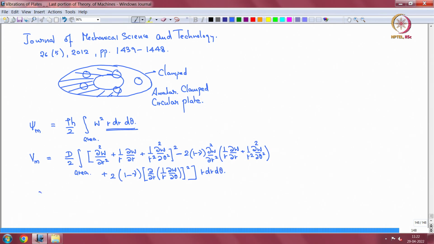Okay, so nu is the Poisson's ratio, and D is given by E h cubed by 12 into (1 minus nu squared).